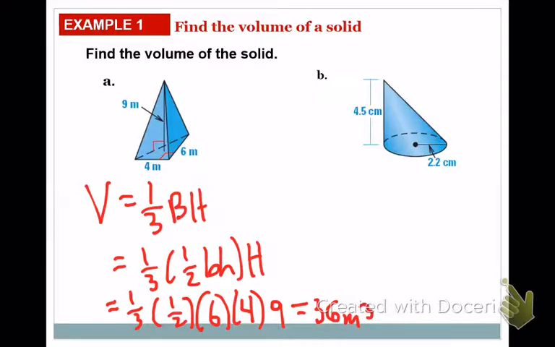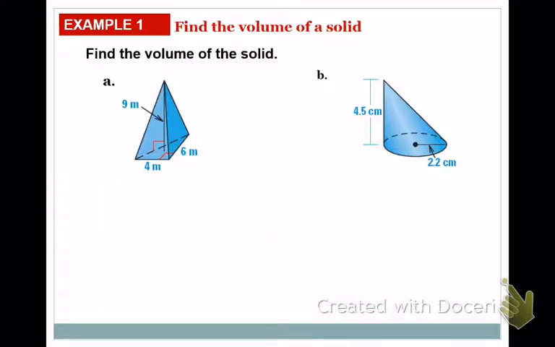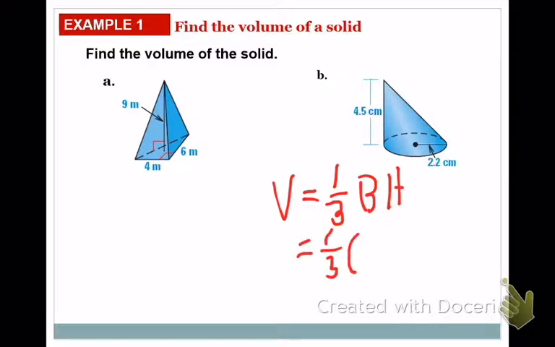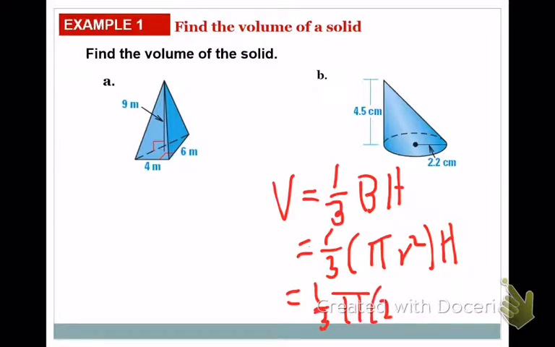All right. Any questions on that? Okay. So let's clear that out. Let's do the cone. Volume of the cone equals 1/3 area of the base times the height. The base is a circle, so it's going to be 1/3 times pi r squared times h. So that's going to be 1/3 pi. The radius is 2.2 squared times the height is 4.5.